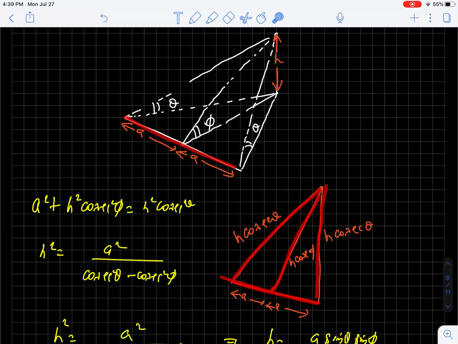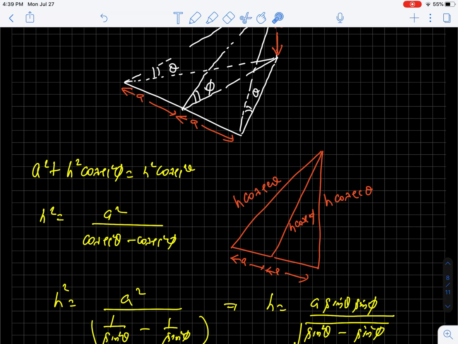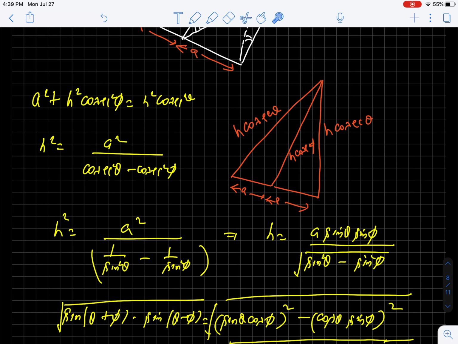Now, because this is an isosceles triangle and you are joining the median, this angle is also 90 degree because this is the perpendicular bisector. According to Pythagoras theorem, a square plus h square cosec square phi is equal to h square cosec square theta. You can find h square. Height is simply a square divided by cot square phi minus cot square theta, and answer is final.